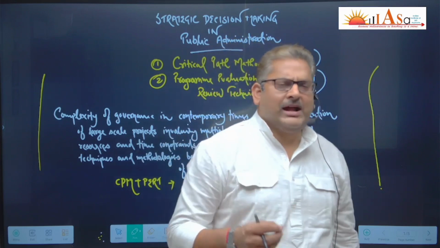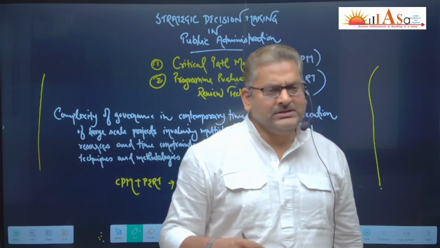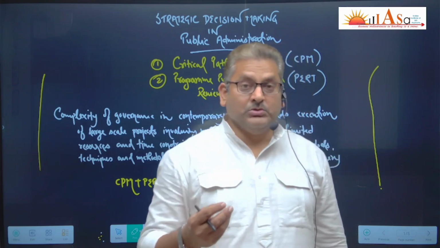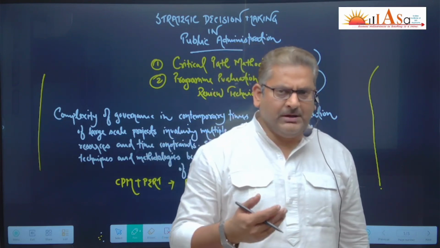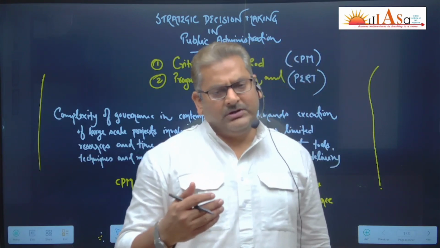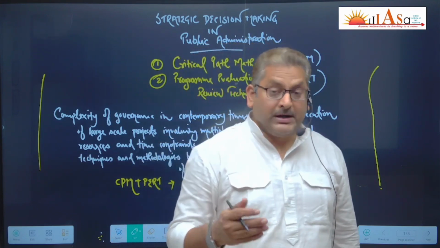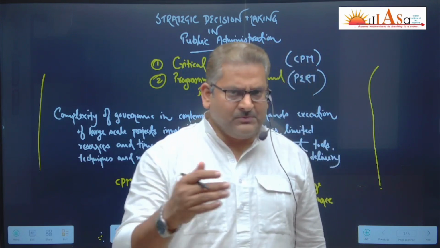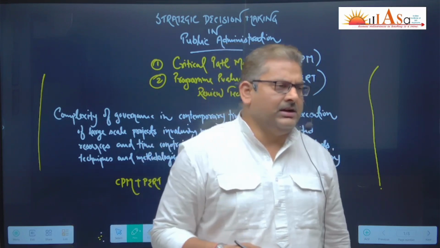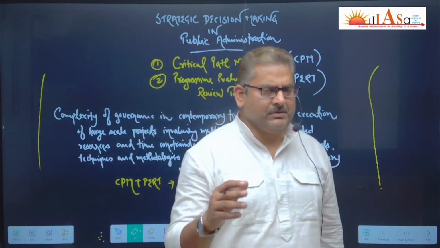So PERT and CPM, critical path method and program evaluation review technique, are some of the most important methodologies, tools and techniques which are being incorporated by public agencies so as to improve their level of efficiency and to bring greater transparency and accountability, or some kind of discipline, in the execution of various projects and programs. Because public trust depends heavily on the efficiency of public administration, public agencies. So we are going to discuss how these are going to help public agencies or public administration.